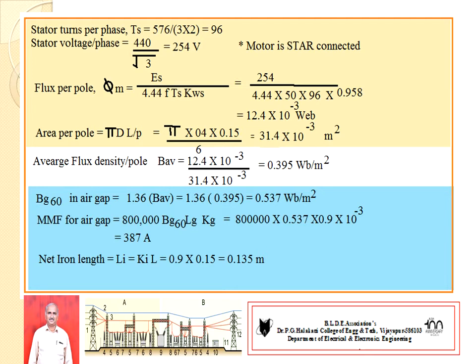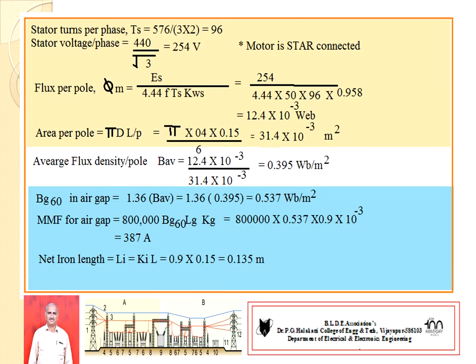As per the old story, you can go for area per pole, pi dl by P, where D is the diameter in meter, L is the length of stator core in meter. So we are going to get that value 31.4 into 10 to the power of minus 3 meter square. Already you are knowing the flux value, already you are knowing the area, then average flux density per pole or in air gap should be equal to flux value divided by area. So this value we are going to get around 0.395 Webers per meter square.